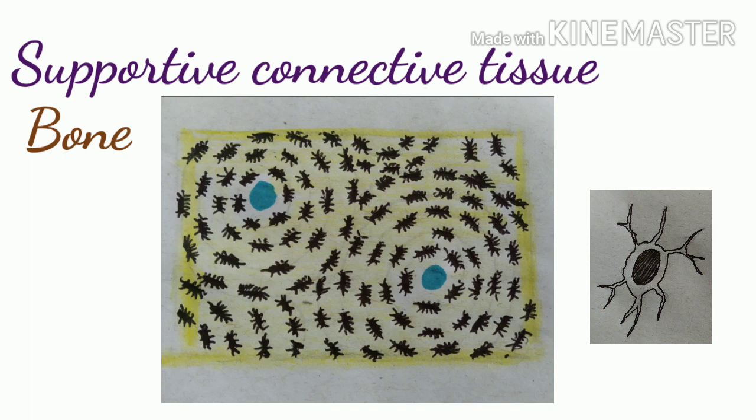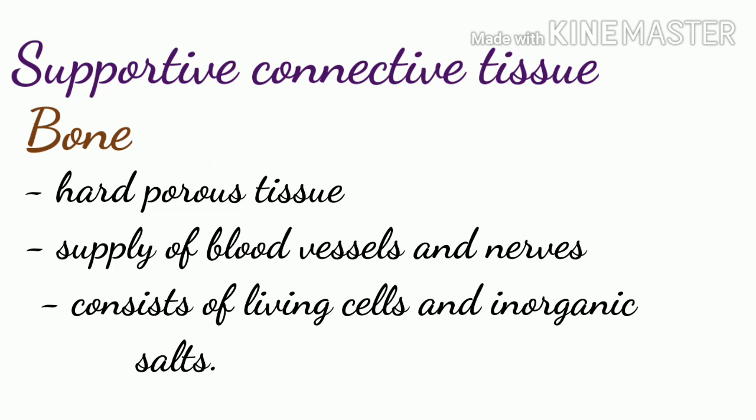Bone is a hard porous tissue and it has a good supply of blood vessels and nerves. It contains both living cells and a rigid mass of inorganic salts.